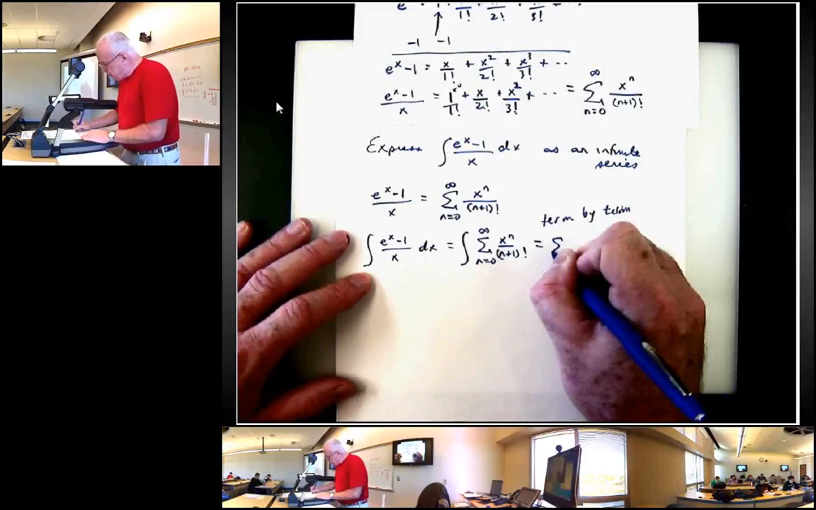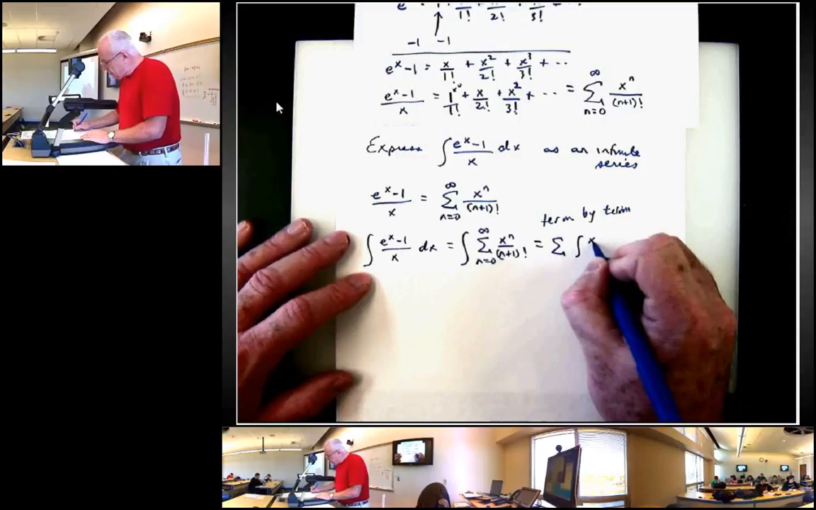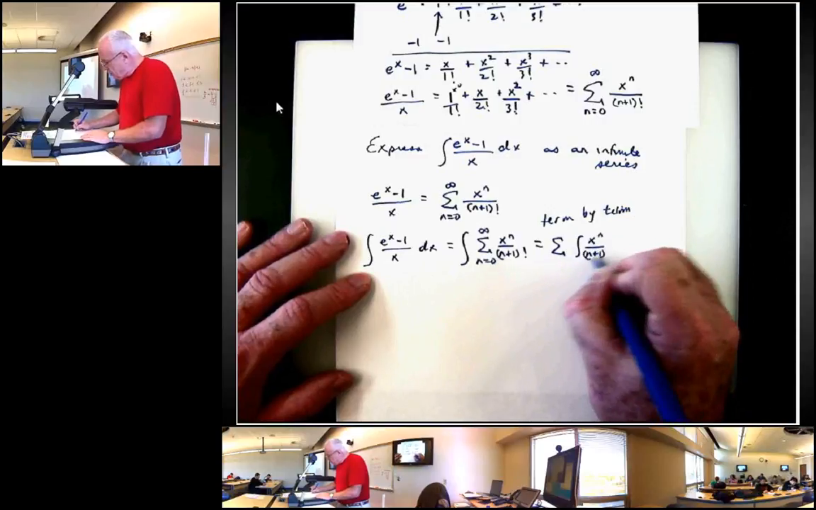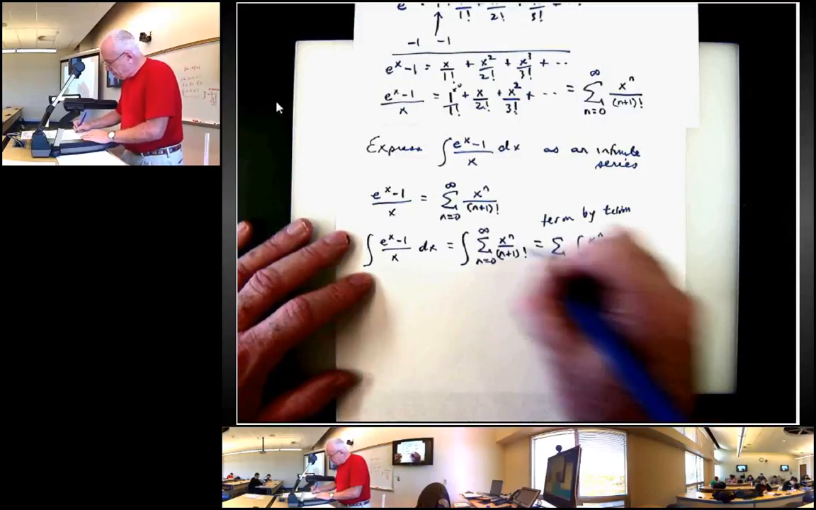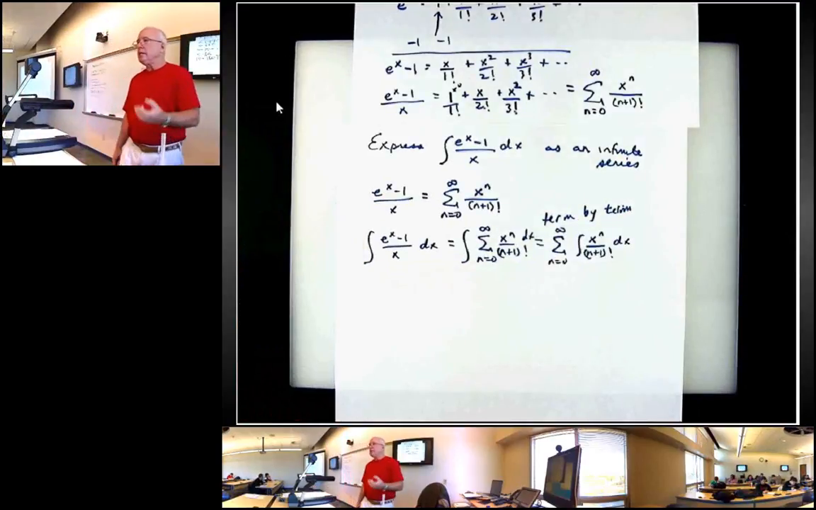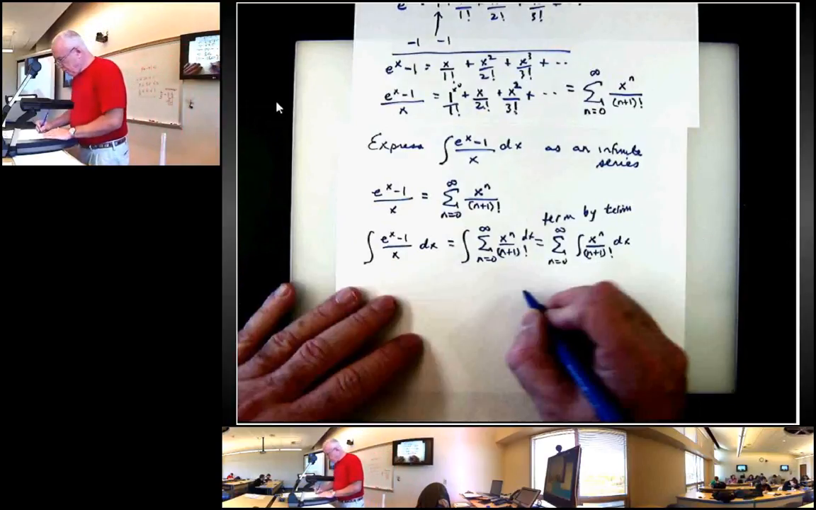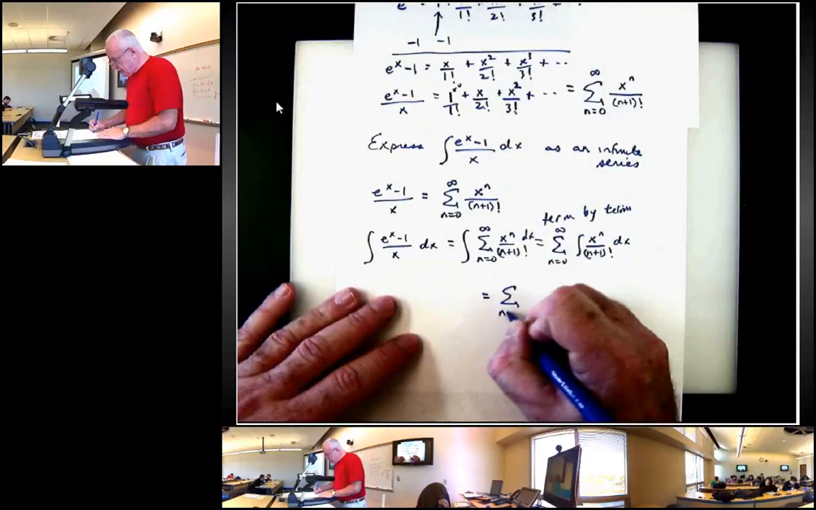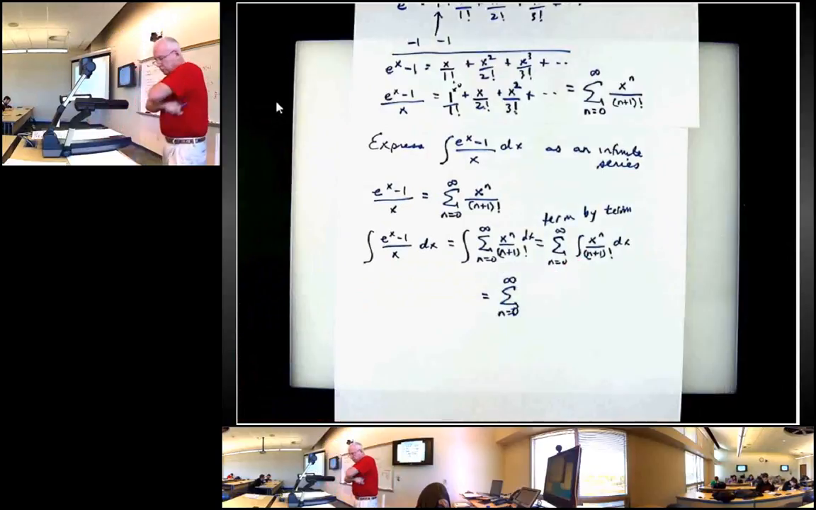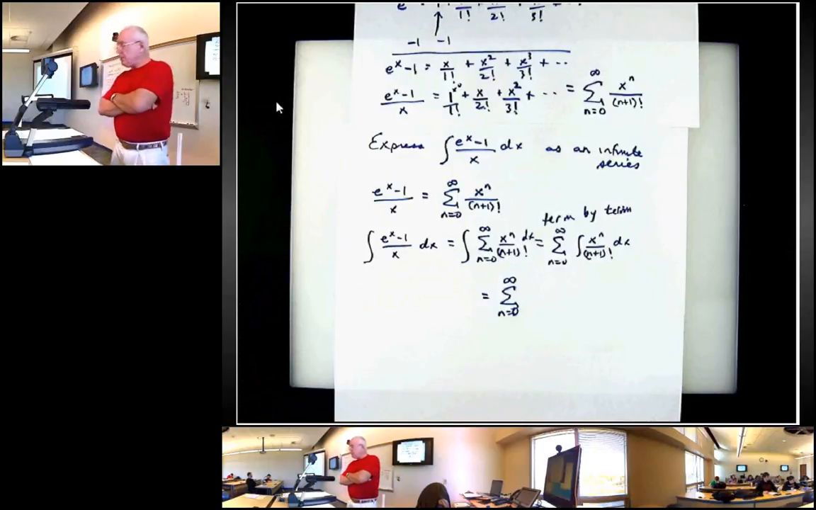So this is equal to the summation, where I do the antiderivative on the inside of x to the n over n plus 1 factorial dx, the summation n equals 0 to infinity. So now I just have to get the antiderivative of the individual term, and I'm finished with it. So we have an easy antiderivative to do. What's the antiderivative of x to the n over n plus 1 factorial?